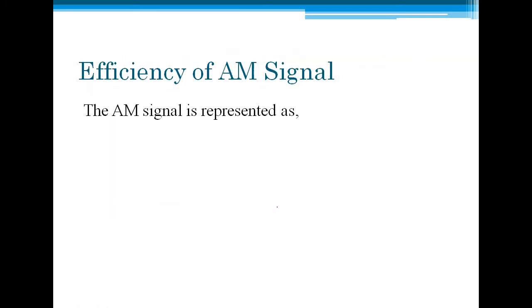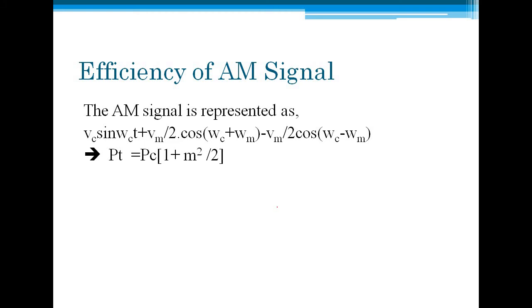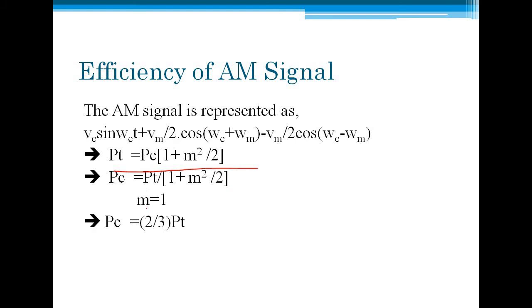Then the efficiency of an AM signal. Now the AM signal is represented by Vc cos omega c t plus Vm by 2 cos (omega c plus omega m) t minus Vm by 2 cos (omega c minus omega m) t. The total power of an AM signal, PT, equals PC times 1 plus m square by 2, the relation we have just seen, or we can write it as PC equals PT divided by 1 plus m square by 2. Now if my modulation index equals 1, the highest value of modulation index, that is m equals 100%, then PC equals 2/3 of PT. I have just replaced m by 1.